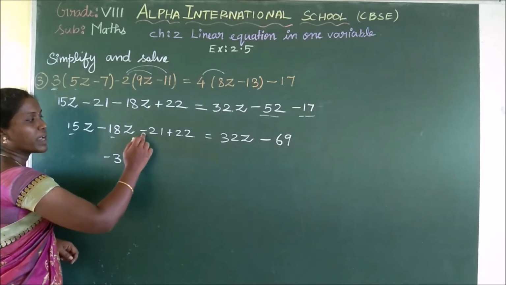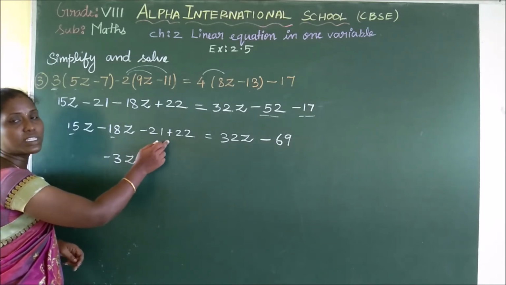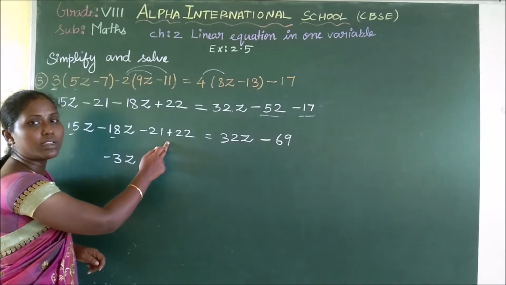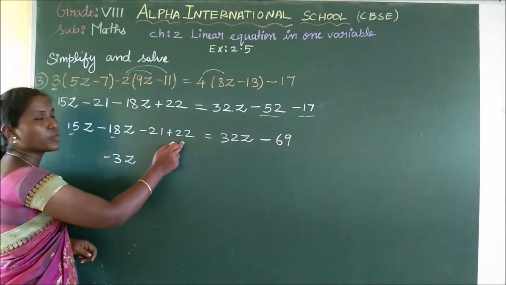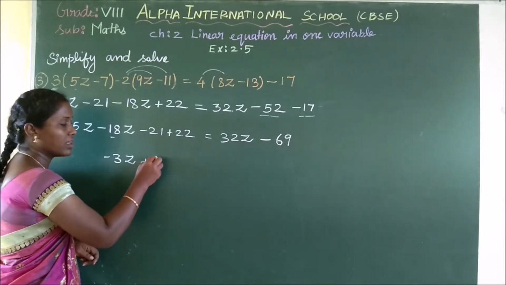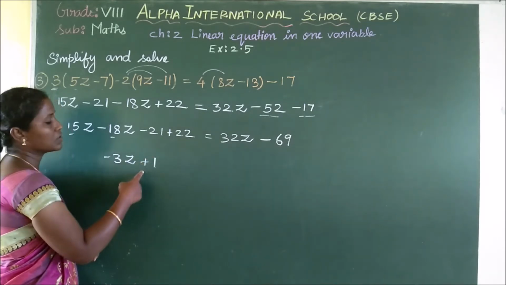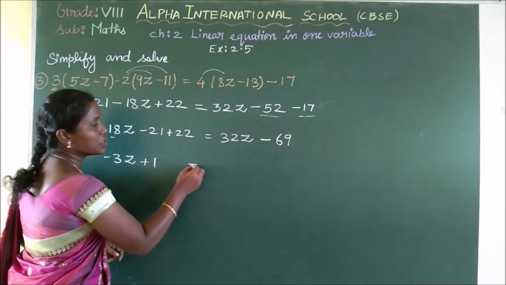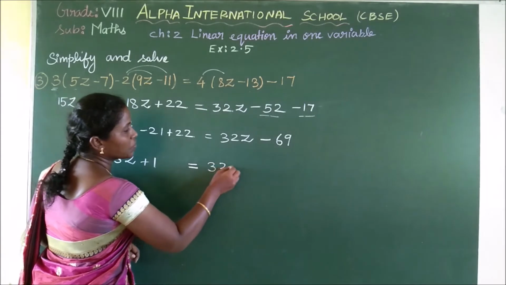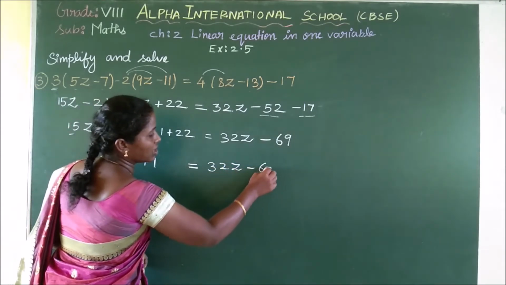Minus and plus, opposite signs, means you have to subtract and put the sign of the greater number. If you subtract 22 and 21, what is the value? 1. And the greater number's sign is plus. So plus 1 is equal to 32z minus 69.